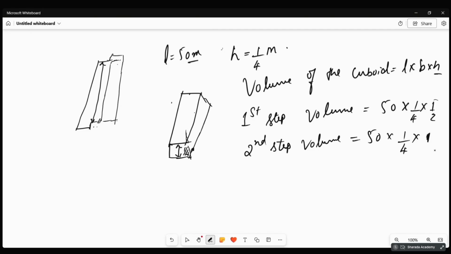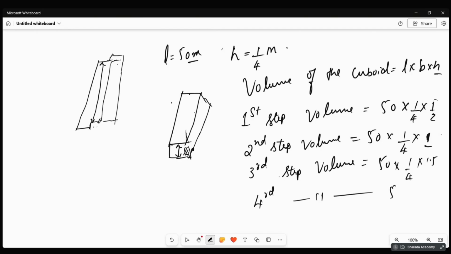So second step, it will be 1. Third step, now volume will become 50 into 1 by 4 into 1.5 meters, like this. That is 3 by 2. Like this, it goes for the fourth step. Volume will be 50 into 1 by 4 into 2. It goes on like that.